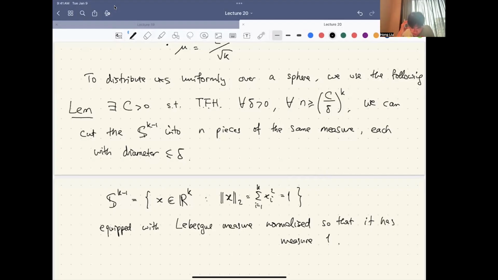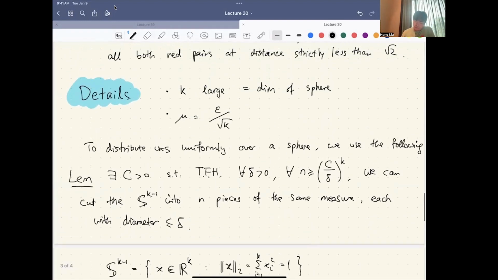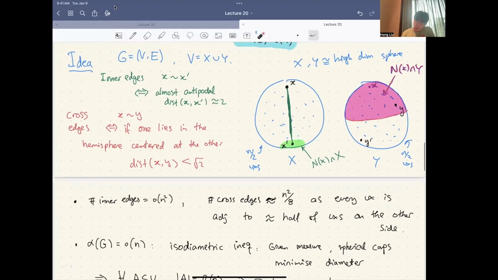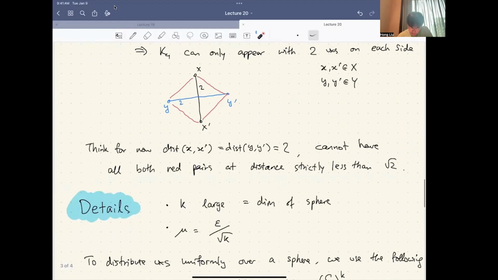Okay, good. So now we can cut this. When n is sufficiently large, we take 2 copies, cut each copy into n over 2 pieces, and just choose an arbitrary point inside each region, each piece, to be a vertex.